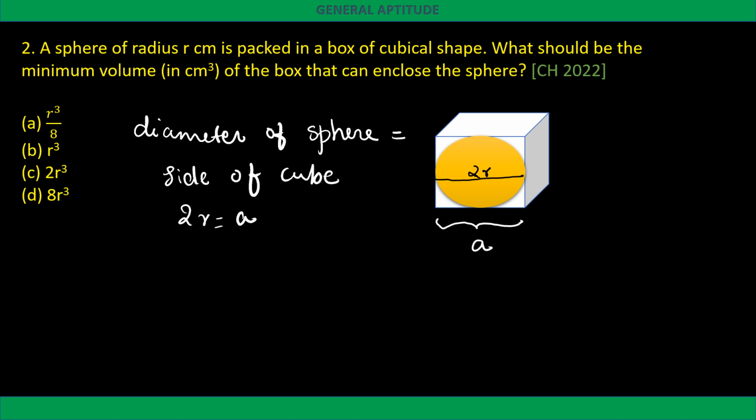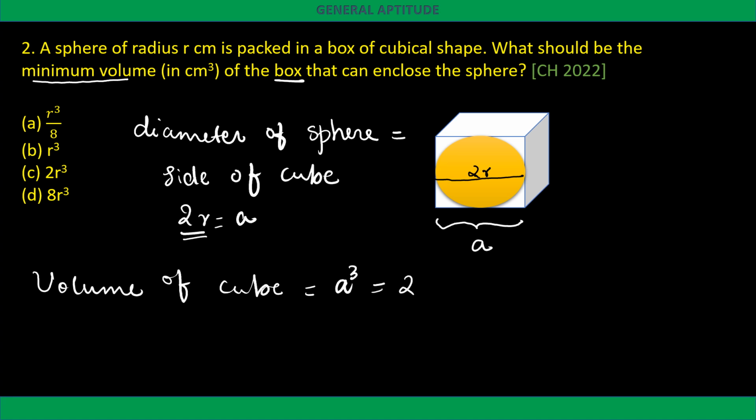Now we have to find the minimum volume of the box, that is the volume of the cube. We know that the volume of a cube is side cube, or A cube. Here A is 2r, that is 2r cube, which is equal to 8r cube. This is the final answer, option D.